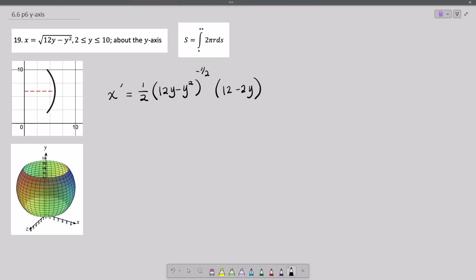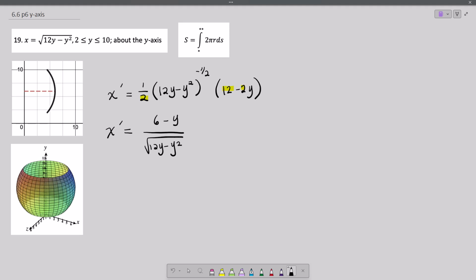And if we simplify this a little bit, we're going to end up with, well, let's see. Do you see that this 2 is in the denominator, and in the numerator we have a 12 and a 2? We could divide the 2 out. So we can make that 6 minus y in the numerator. And in the denominator, we're going to have square root of 12y minus y squared. So that is our simplified x prime.